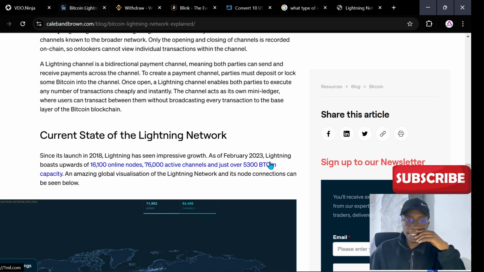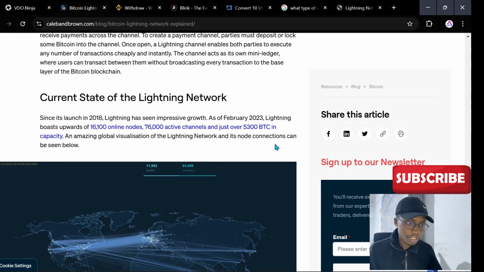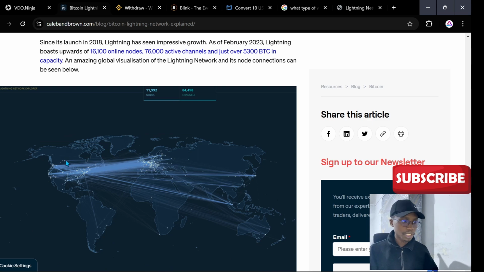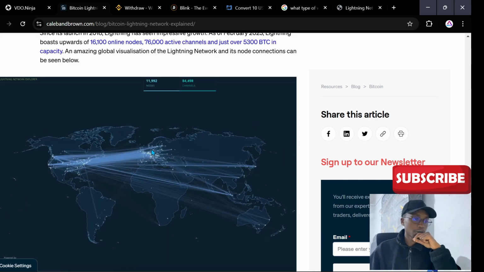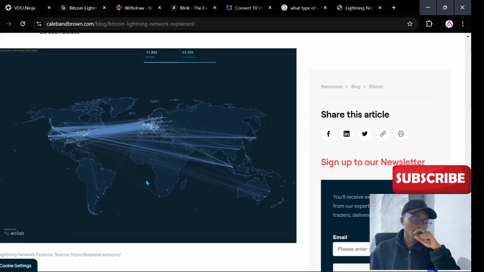Since it was launched, people have been able to adopt it, and the Lightning Network has seen impressive growth. As of February 2023, the Lightning Network boasts upwards of 6,100 online nodes, 23,000 active channels, and just over 5,300 BTC in capacity. An amazing global visualization of the Lightning Network and its node connections can be seen below. So this is how the Lightning Network is being used across the world, as you can see by that image.